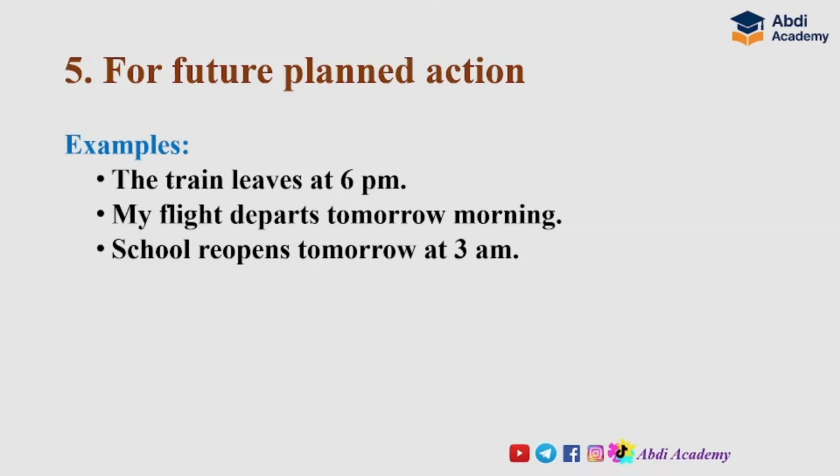Look at the next example. My flight departs tomorrow morning. This is also a planned action in the future time. The time is obviously indicated here, tomorrow morning. School reopens tomorrow at 3 p.m. So time indicators like 6 p.m., tomorrow morning or 3 a.m. are an indicator of planned or scheduled time in the future.